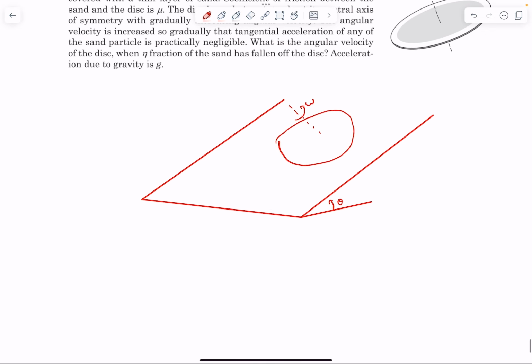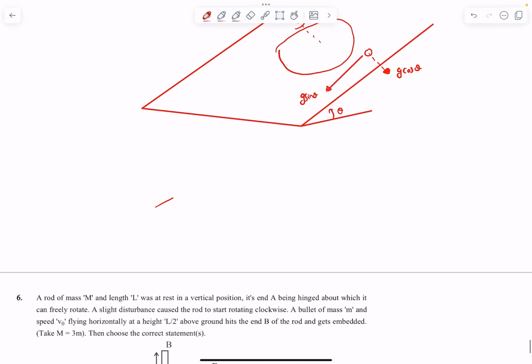So basically, the gravity along the incline felt by each of the sand particles is going to be g sine theta, and it is going to feel a gravity of g cos theta in the normal direction. So from the side view, this is the disk and this is the rotation axis. So the g sine theta is going to be something like this, and the cos component of gravity is something like this. Okay.